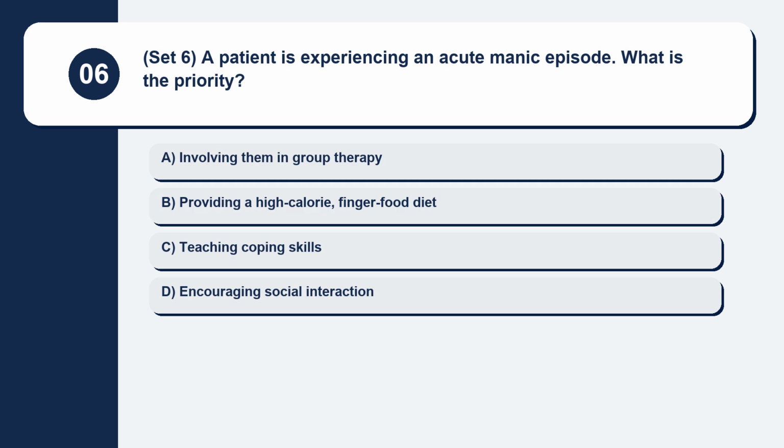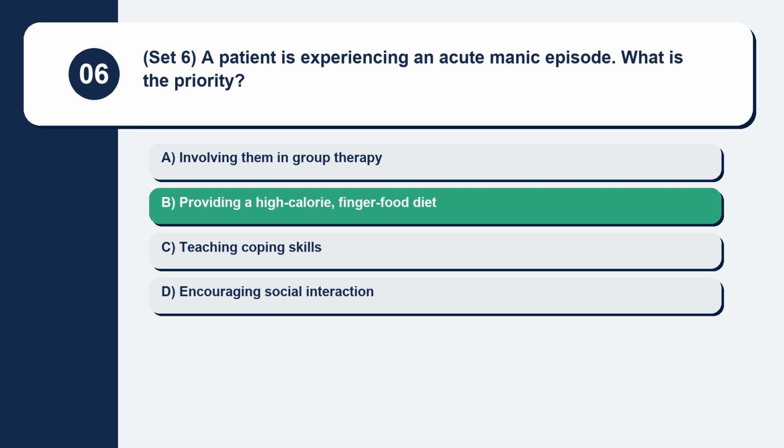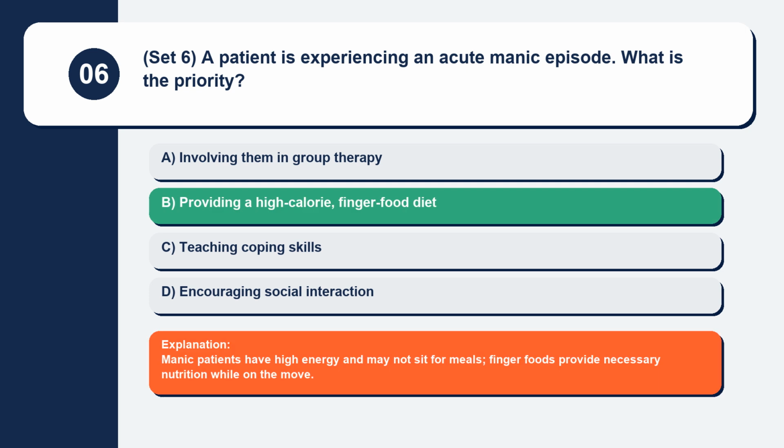Question 6, Set 6. A patient is experiencing an acute manic episode. What is the priority? Involving them in group therapy, providing a high-calorie finger food diet, teaching coping skills, encouraging social interaction. Manic patients have high energy and may not sit for meals. Finger foods provide necessary nutrition while on the move.